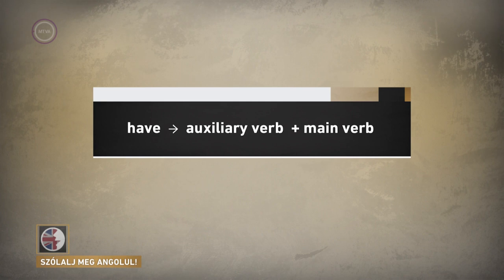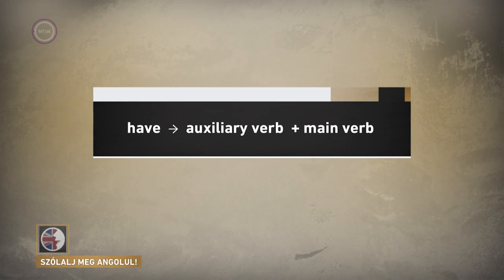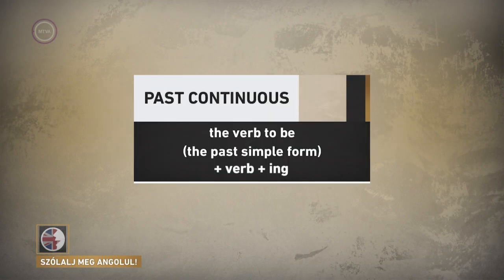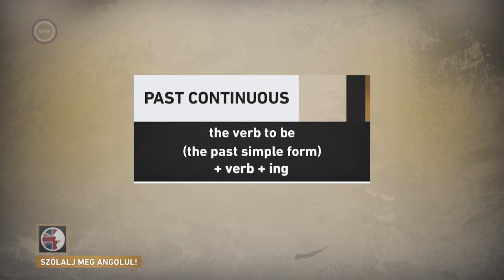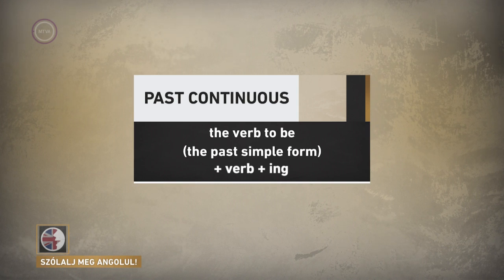All right. Now I said that we use have and another verb, and that's true, isn't it? Yes, we all remember that we use have as the auxiliary verb, and then we add the main verb. It's the same thing we do with the present continuous, isn't it? The correctly conjugated form of the verb to be plus the ing form of the main verb. And what about the past continuous? Well, there again, we're using the past simple form of the verb to be, either was or were, as the auxiliary verb, and then we add a verb in the ing form.